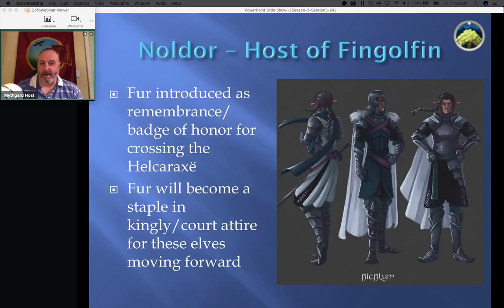But remember, they didn't know about the Helcaraxa. They knew that there was a way. They knew that Orome rode Nahar across to Middle-earth, so they knew there was a land bridge to Middle-earth, but they didn't know what it was like.